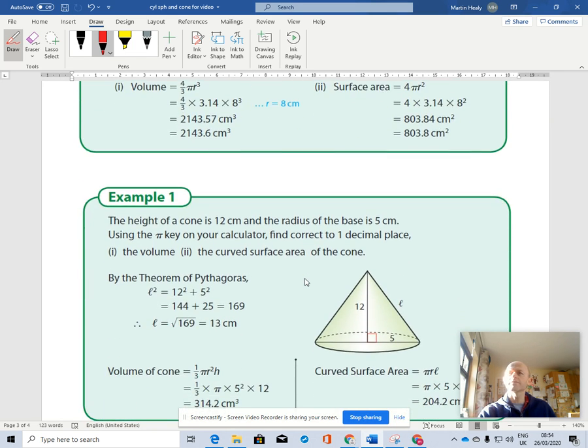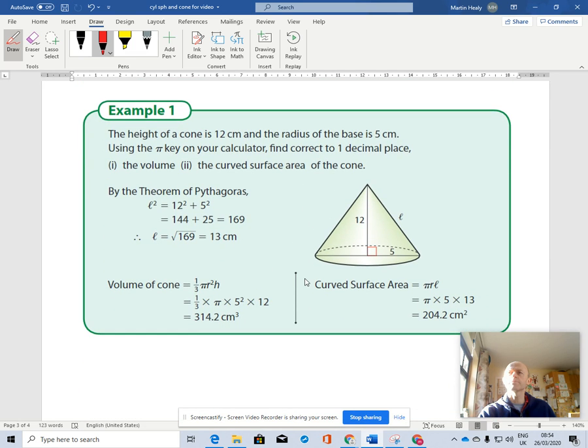And then the next example here is the cone. Starts off pretty nice. They simply ask you to get the volume, use the pi key on your calculator, find correct to 1 decimal place. Again, it'll probably just say in an exam paper, find correct to 1 decimal place. So to get the volume anyway, first of all, we need to know what r is, and it's given to us here. And we need to know the perpendicular height. And then we can go straight away and do the volume.